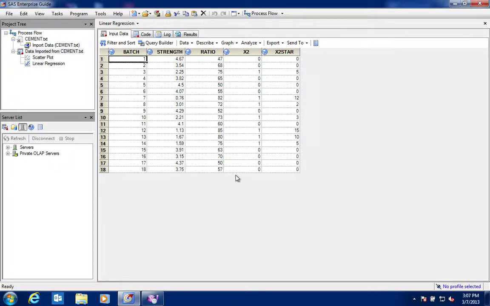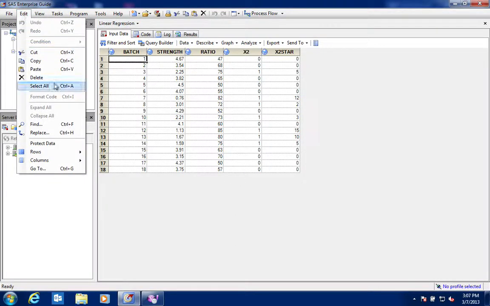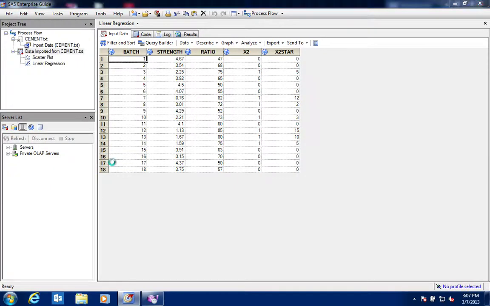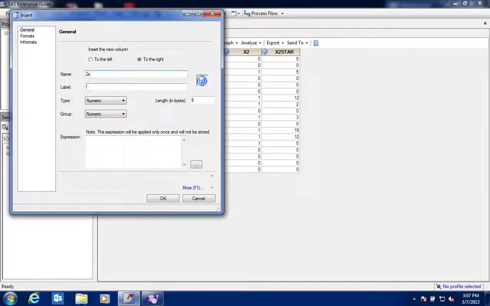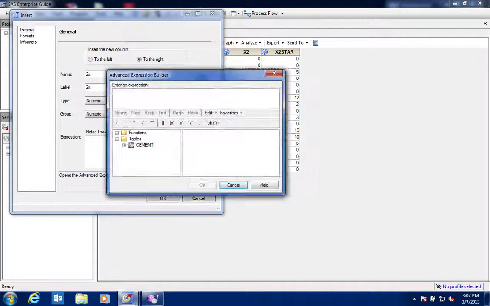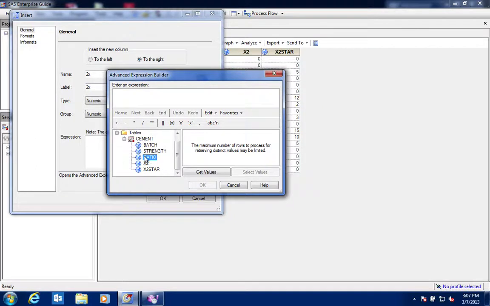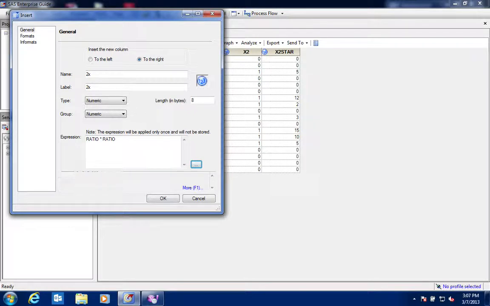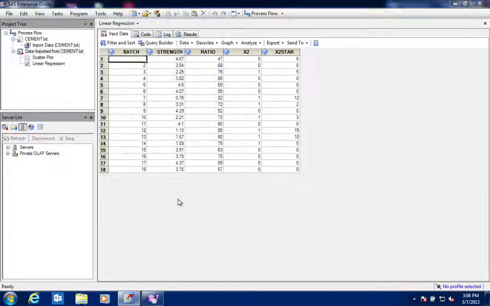The second order, we need another column, right? So let's produce another column, which is, what is that? We'll say x1 squared, right? So x1 squared, x1, and that is equal to the ratio to 2, right? So we produce another column for the square of the exponent.